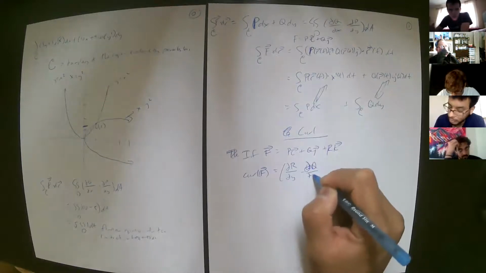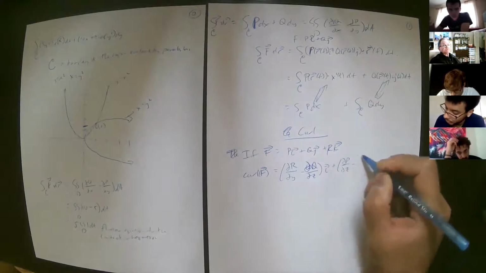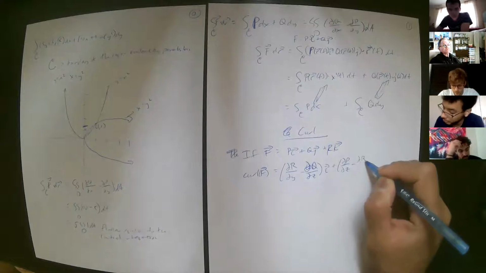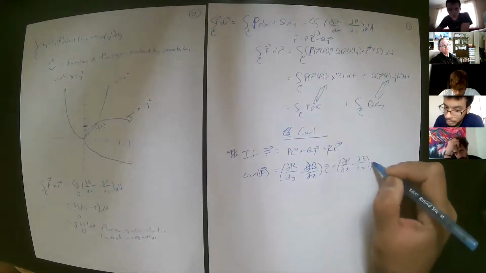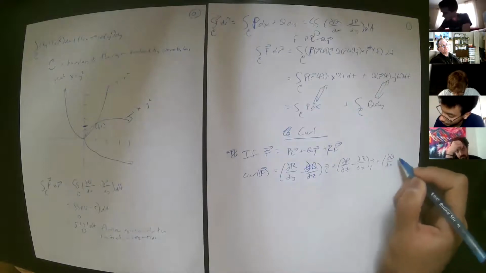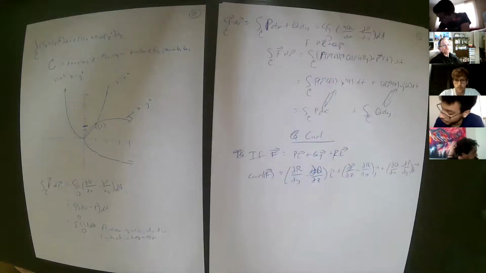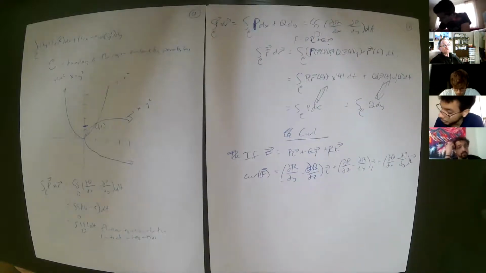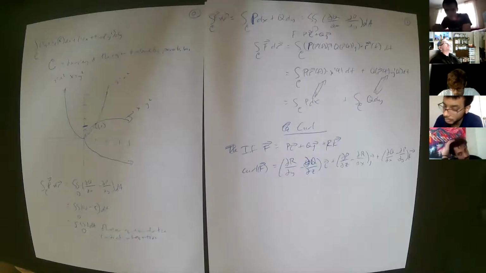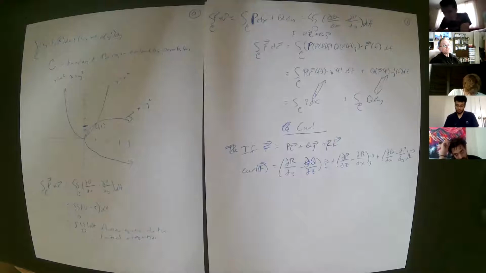(dR/dy − dQ/dz) i + (dP/dz − dR/dx) j + (dQ/dx − dP/dy) k. Okay. A lot of stuff to remember here, but we'll come up with a better description of it later.